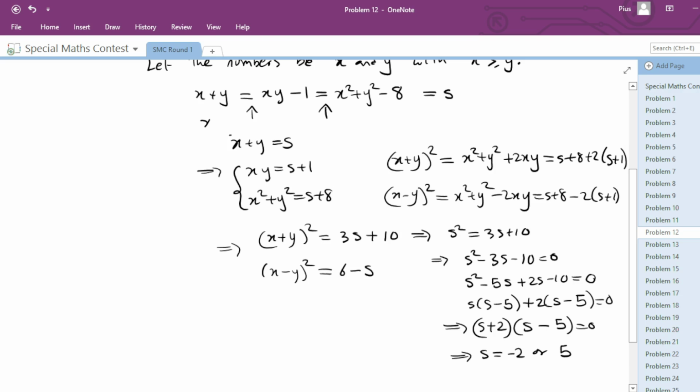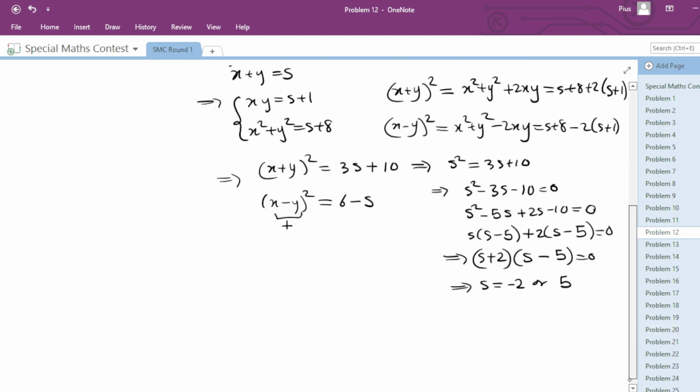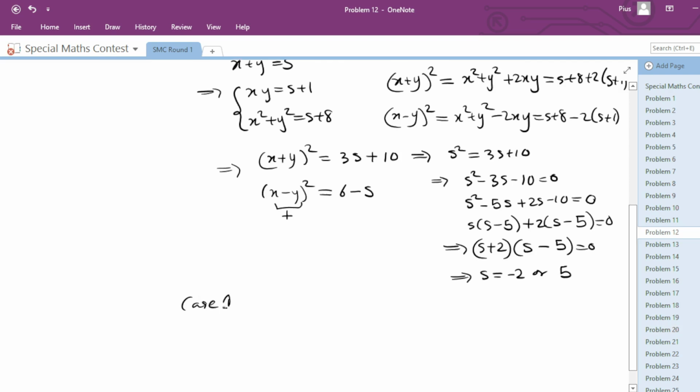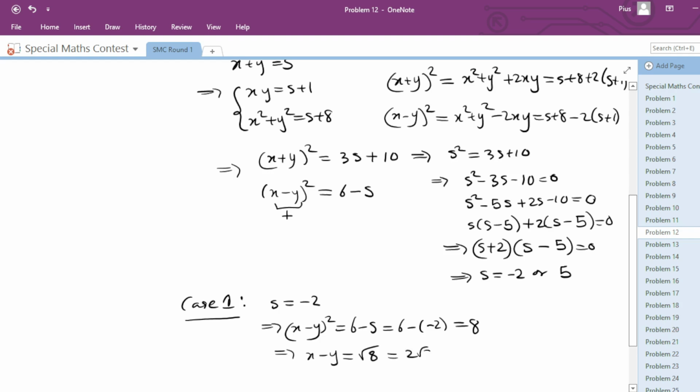So for each of those, we're going to get a corresponding value for x minus y if we solve this. Remember, x is greater than or equal to y, so this is positive or 0. Okay, so take two cases. Case 1, s is minus 2. This means that x minus y all squared, which is 6 minus s, will be 6 minus minus 2. So that's 6 plus 2, which is 8. So we have 8 here, and this will imply that x minus y is the square root of 8, or 2 root 2.